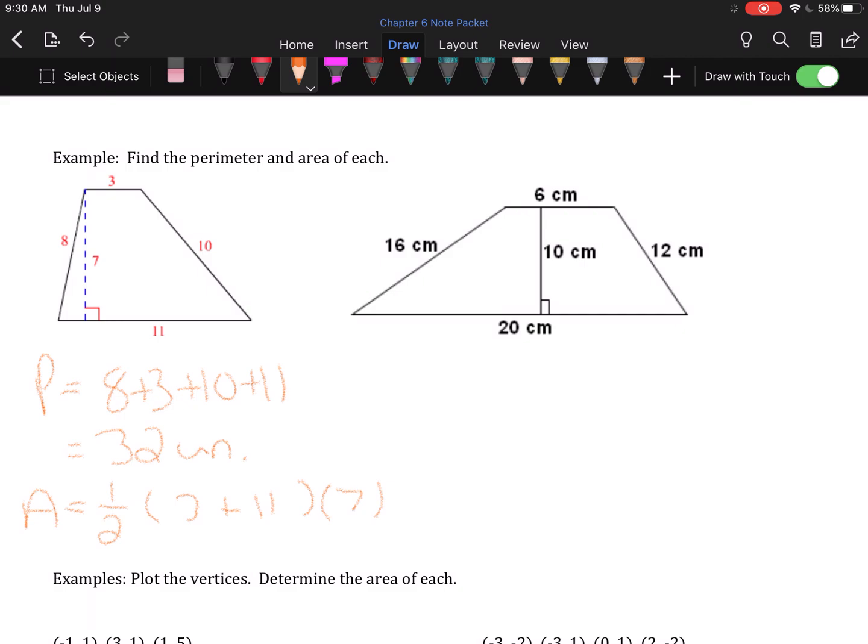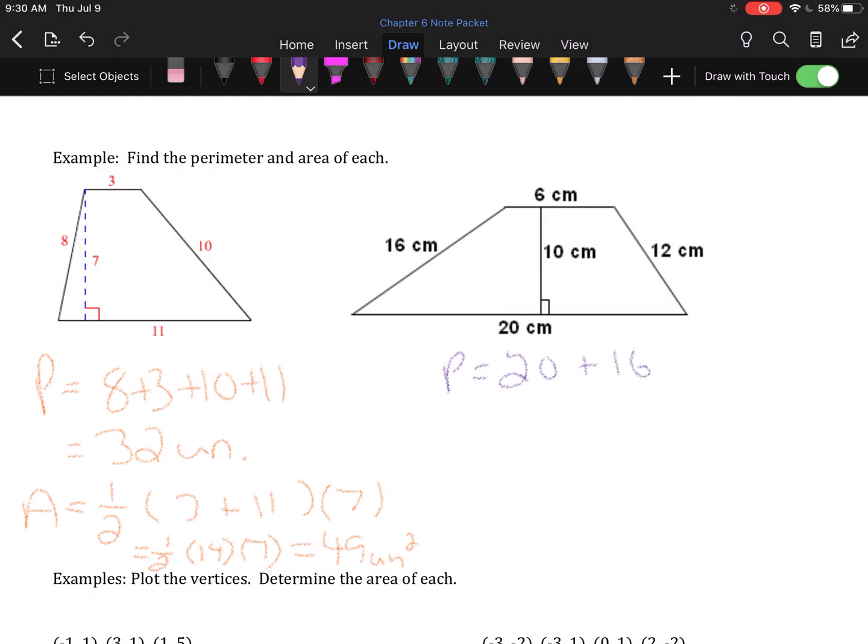Now we just have to work this out. 3 plus 11 is 14. So this is 1/2 times 14 times 7. 1/2 of 14 is 7. 7 times 7 is 49 units squared. For this next one, perimeter, again, just add up the four numbers outside.